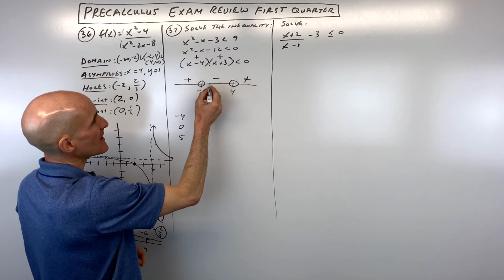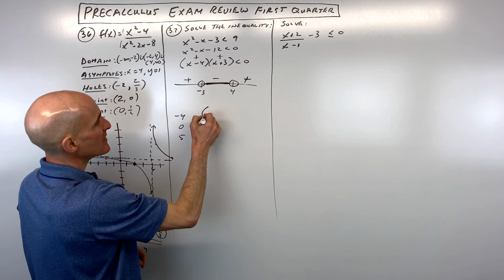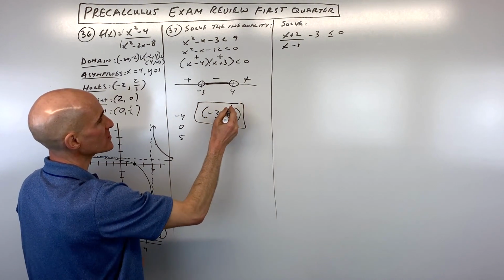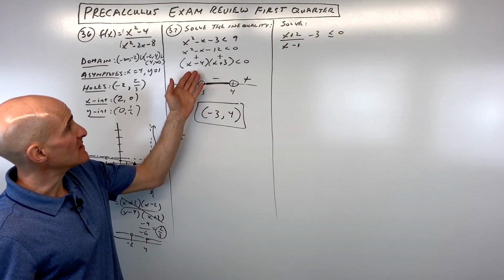We want where the graph is less than 0, meaning where it's negative. So that's going to be from -3 to 4, not including -3, not including 4. So that would be the interval that would make this inequality true.